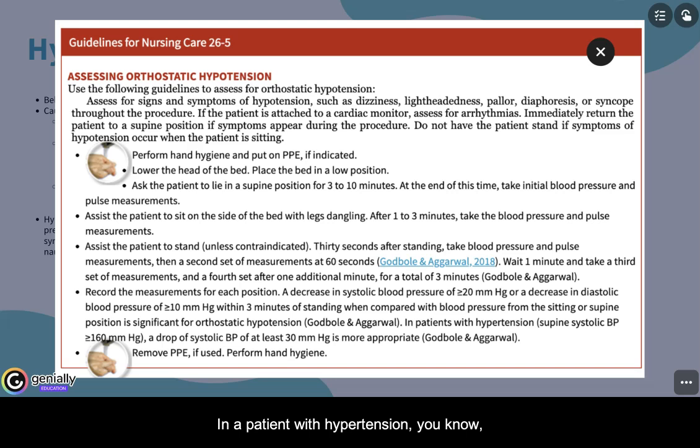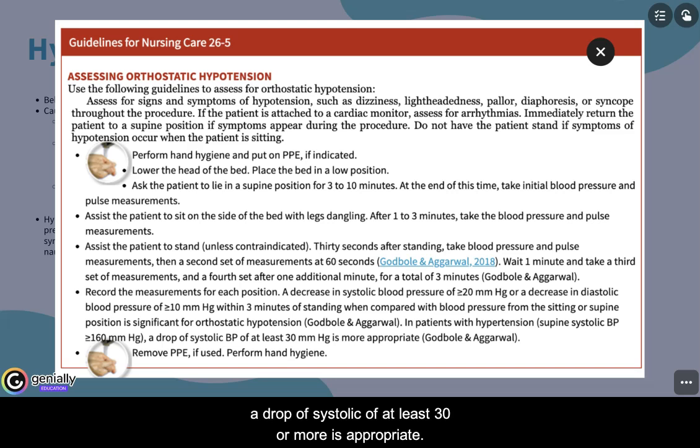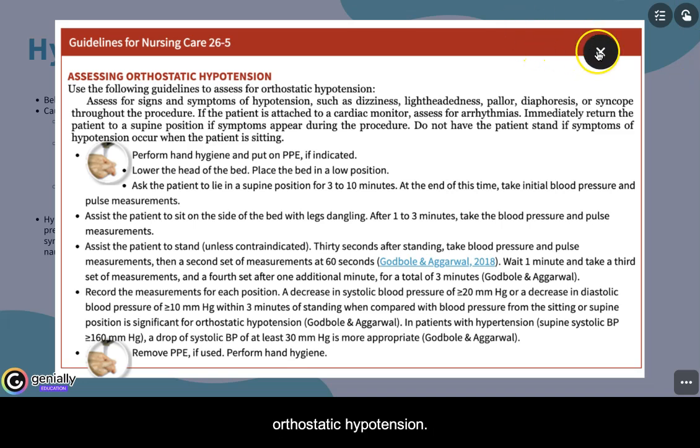In a patient with hypertension, a supine systolic blood pressure of greater than 160, a drop of systolic of at least 30 or more is appropriate. So you're basically checking their blood pressure when they're flat. Then you sit them up on the side of the bed, let them dangle their feet, check their blood pressure again, and then they stand up, and then you check their blood pressure again. And then you compare all three. So if there is a drop of greater than 20 systolic or greater than 10 diastolic, then that is a classic sign of orthostatic hypotension.